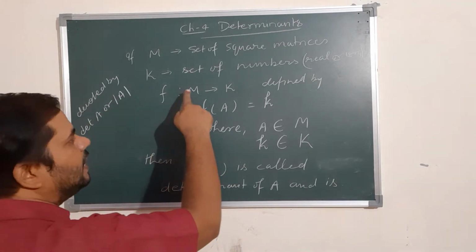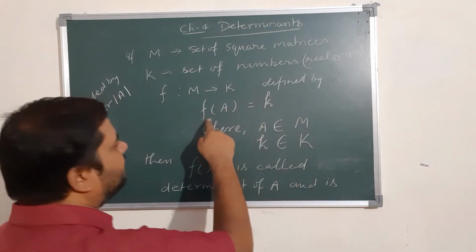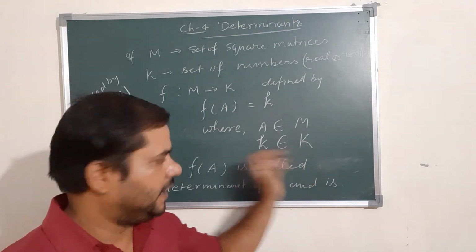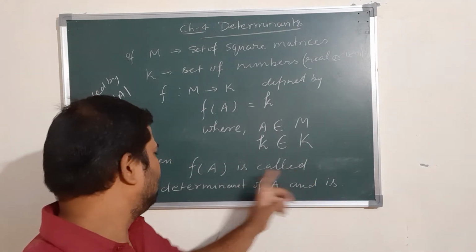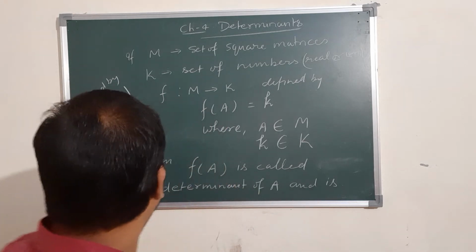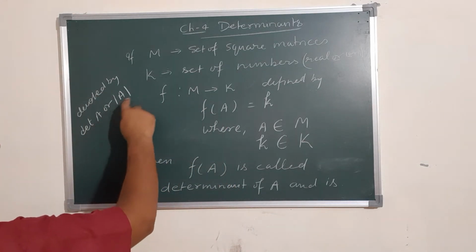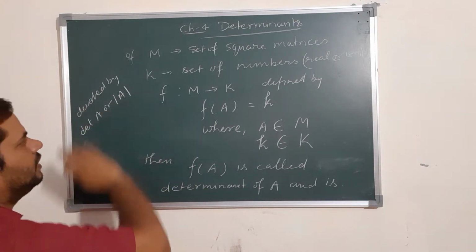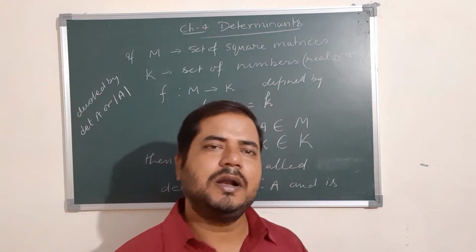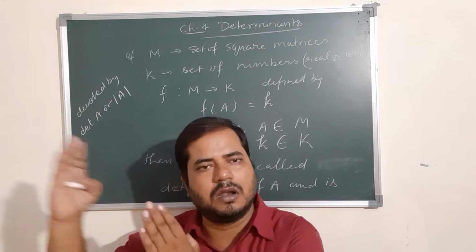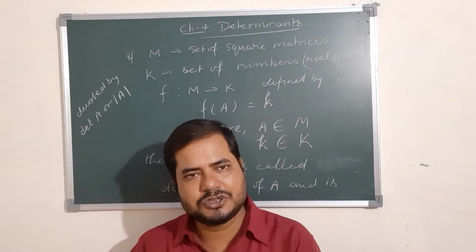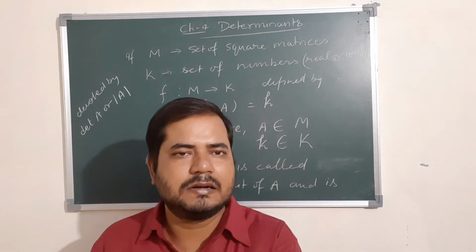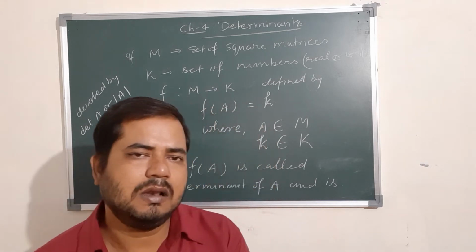A function F from M to K defined by F(A) = k, where A belongs to M and k belongs to K. Then F(A) is called the determinant of A and is denoted by |A| or det A, like this. So it is clear that determinant is nothing but a function from a matrix to a number. That means if we find the determinant of a matrix, then we will get a number, either real or complex.